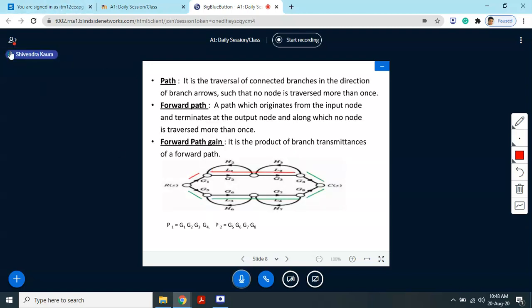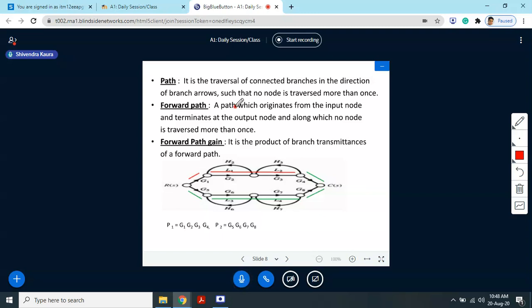Then path. These are some important terms which you have to understand. What is the path? In simple language, path is basically, if you are starting from one node and you are going to another node, then it is called the path of the system.